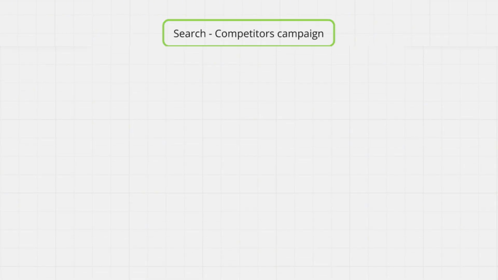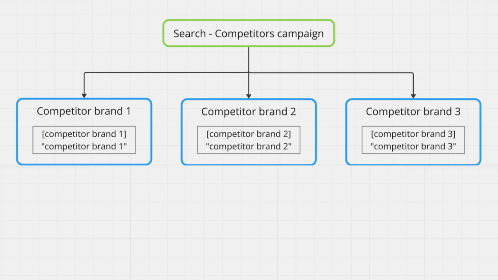First, create a separate competitor campaign. Set up a dedicated campaign specifically for competitor targeting. This allows you to allocate a separate budget and bidding for your competitor campaign. Second, create individual ad groups for each competitor. Each ad group should focus on just one competitor.